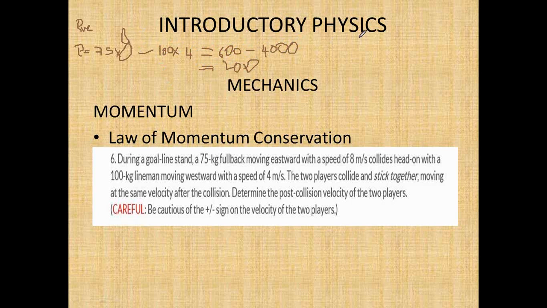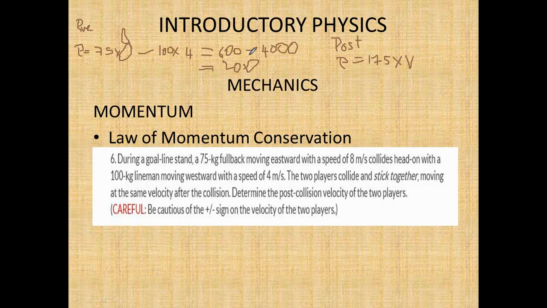Let's look at the post-collision momentum. After the collision, they stick together. That's what happens in football. Sometimes they bounce off, but a lot of times they stick together. So for the post-collision momentum, their masses are going to combine, so the total mass will be 175. And they're going to have a velocity. We don't know what that velocity is yet. That's what we're going to calculate.